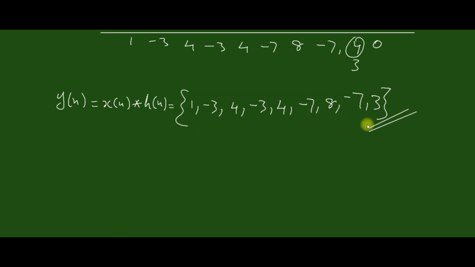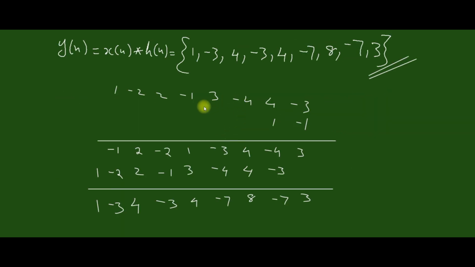So if you have time, you can verify the result. Since it is a simple problem, simply write the given data, then the h of n in this form, then multiply minus 1 with this term, then 1 into this term. So 1 into minus 3, 1 into 4, then simply sum this. Now we can see the two values are one and the same. So we can ensure that our result is correct.